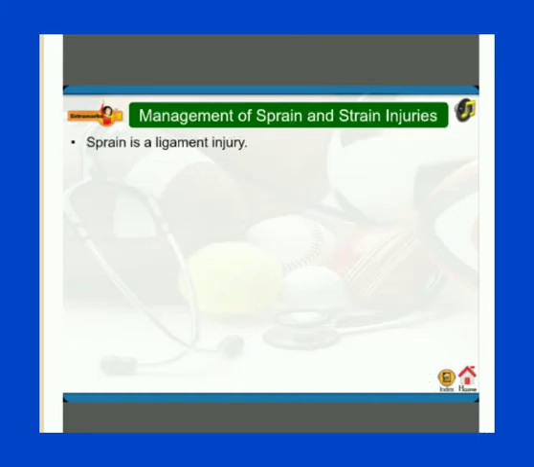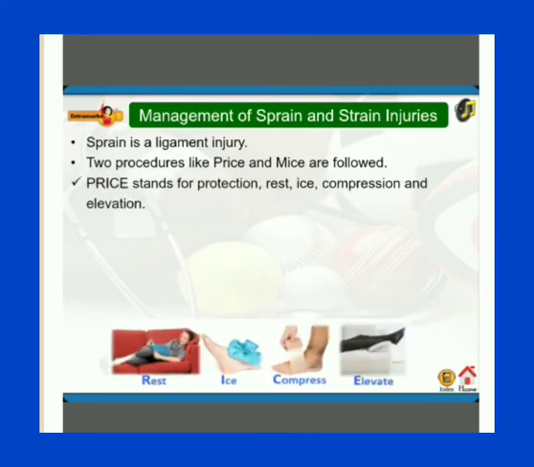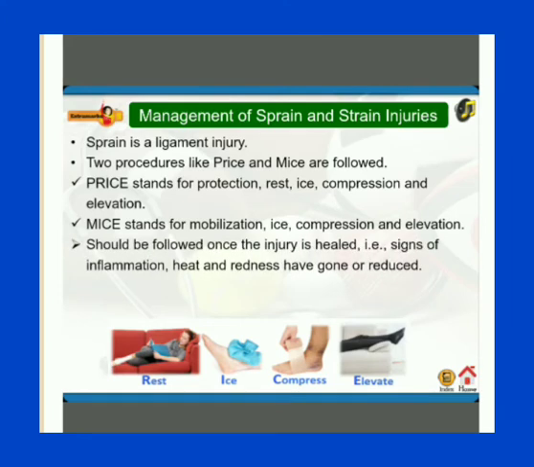Sprain is a ligament injury. For the treatment of sprain, two procedures, PRICE and MICE, are followed. PRICE stands for protection, rest, ice, compression and elevation. MICE stands for mobilization, ice, compression and elevation.